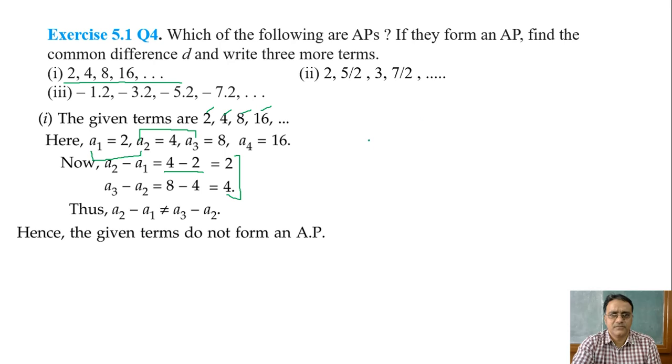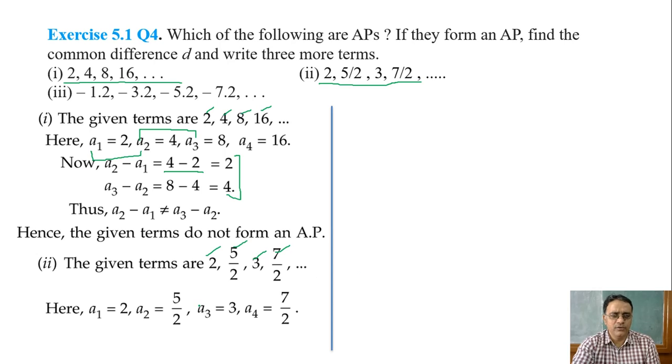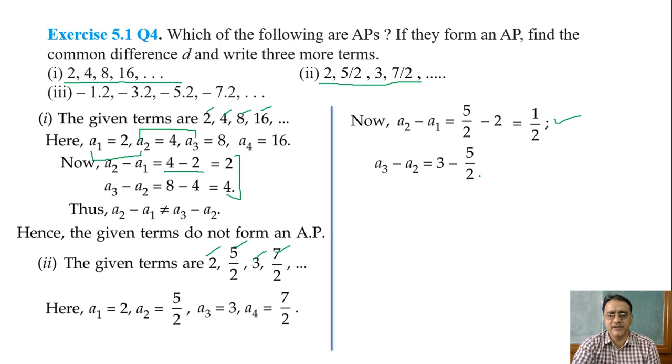Next question. 2, 5 by 2, 3, 7 by 2. So this is A1, A2, A3, A4. Now we will find A2 minus A1. So 5 by 2 minus 2, what are we getting? 1 by 2. Right, 1 by 2. Now A3 minus A2, 3 minus 5 by 2, what are we getting? 6 minus 5 by 2, 1 by 2.